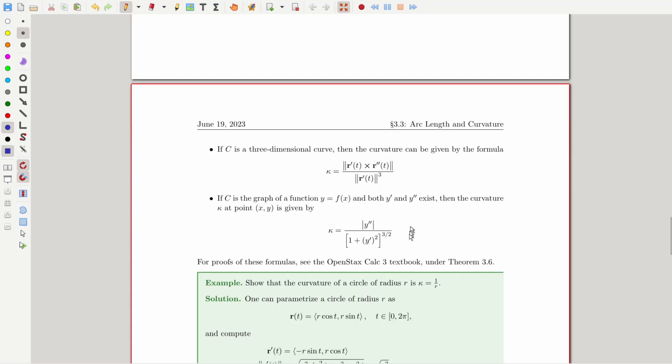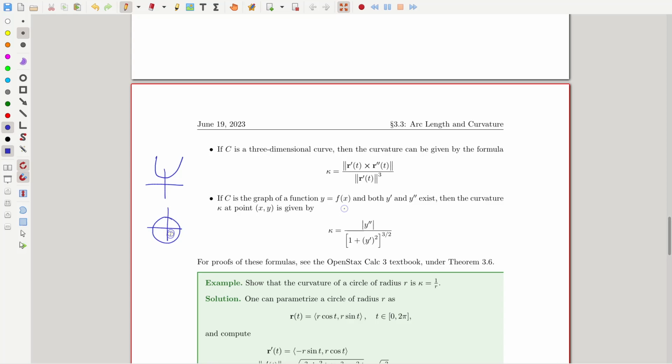And then here's an even more convenient thing that can happen. If your curve C is a very special type of curve, if it's actually a graph of a function, meaning that you can describe it as a function, y equals f of x. For example, a parabola would be a function like this. What is not would be a circle, for example.